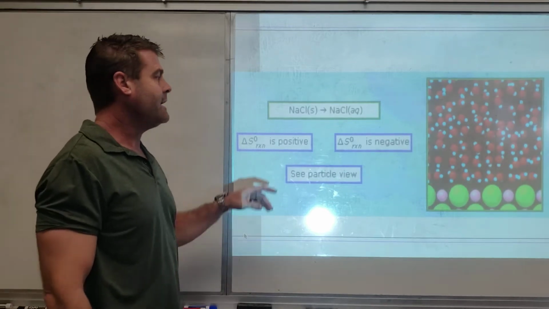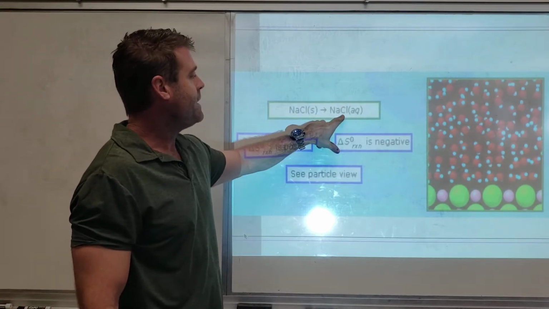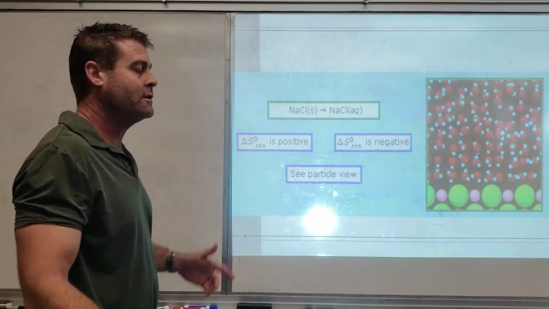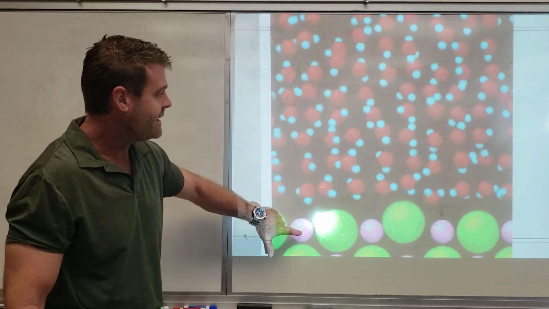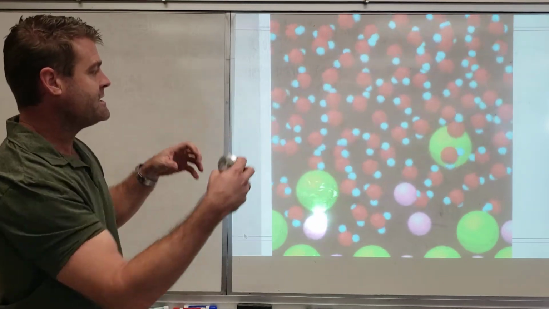Okay, let's look at taking solid salt and then we make it aqueous. So basically we're dissolving salt in water. You guys could probably already make a prediction. Think about solid salt, the positive and negative ions. And water, you guys remember the ions separate.